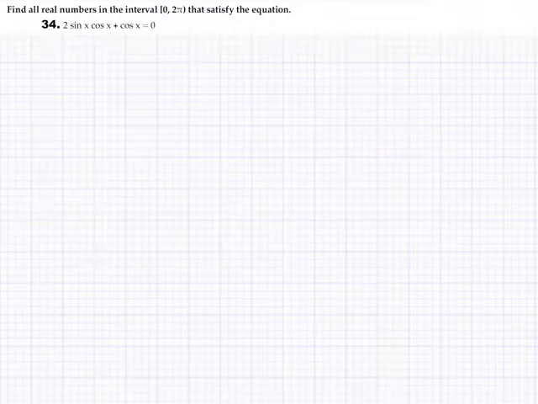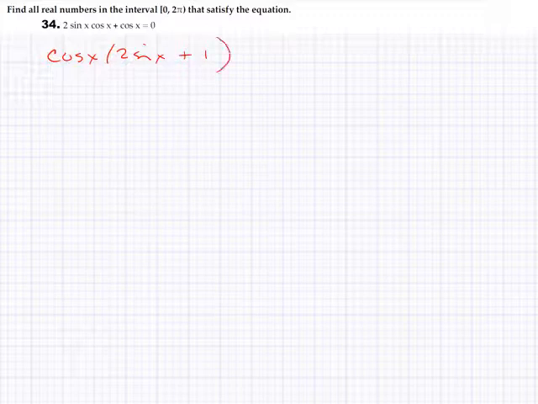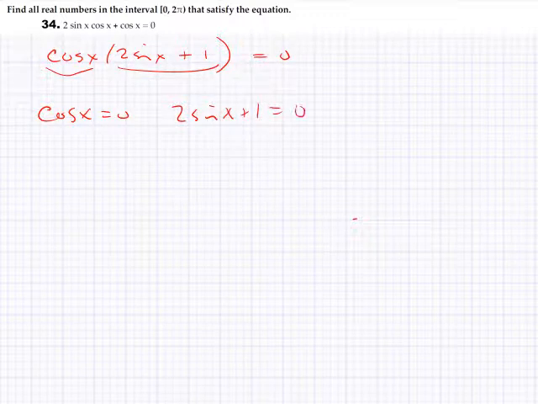Here I want to find all real numbers in the interval 0 to 2 pi that satisfy the equation. In order to do that, I'm going to factor out a cosine x, giving me 2 sine x plus 1 equals 0. Now I'm going to use the zero product property. Two things multiplied together equal to 0. Cosine x equals 0, or 2 sine x plus 1 equals 0.